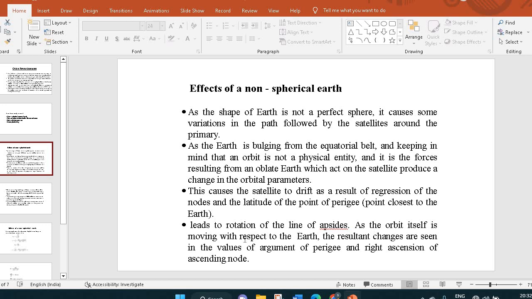As the orbit itself is moving with respect to the Earth, the resultant changes are seen in the values of argument of perigee and right ascension of ascending node.